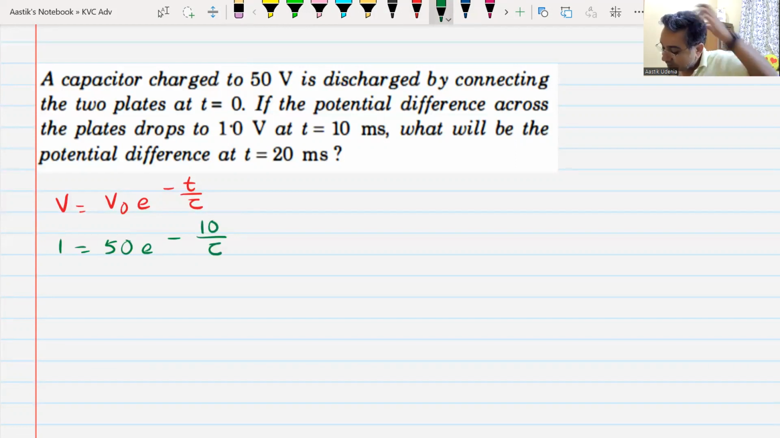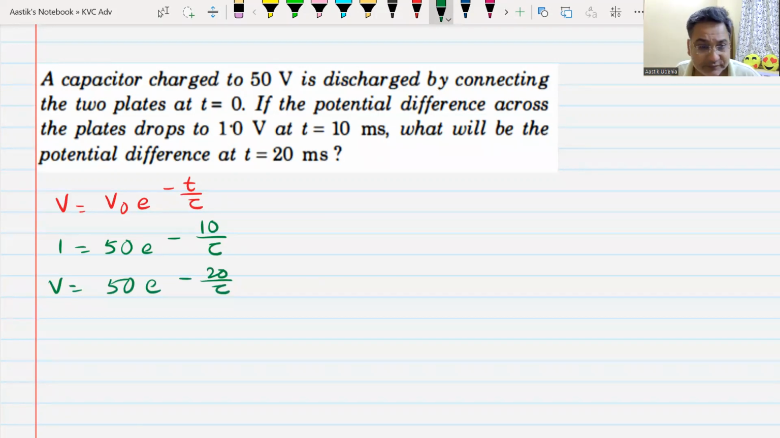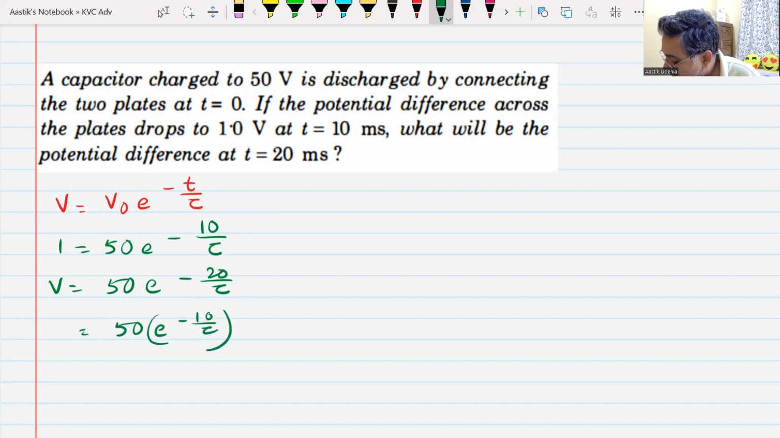Then you have to find out the value of V, which will be equal to 50 e to the power minus 20 by tau. Yes or no? Yes, sir. So I can write it as 50 e raised to the power minus 10 by tau, whole squared. Yes or no? Yes, sir.